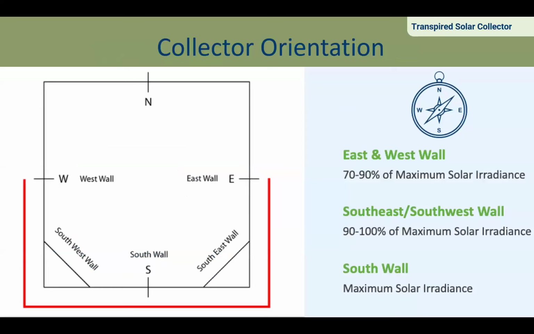This slide right here, I like to call the most obvious slide in AIA presentation history. So when you're dealing with a solar collector panel, you want to have it facing south for the most part. East and west, southeast, southwest are all good. You can see the breakdown there. You're never getting less than 70% of the maximum solar irradiance, which is still pretty good. But if you're in the 90 to 100% range, that's optimal.